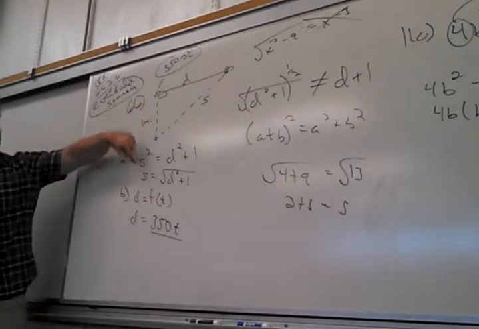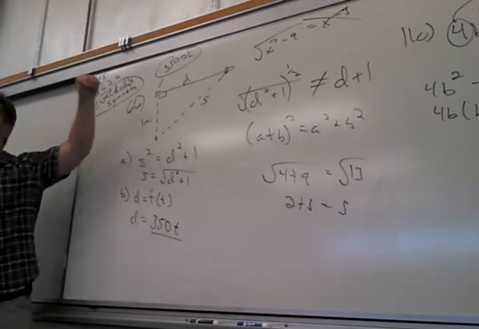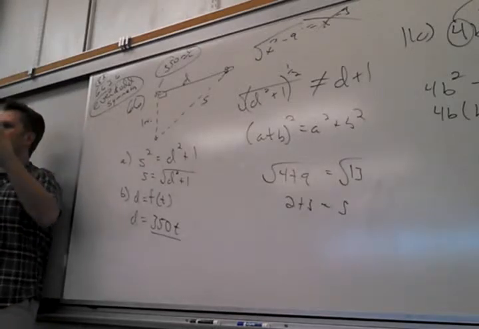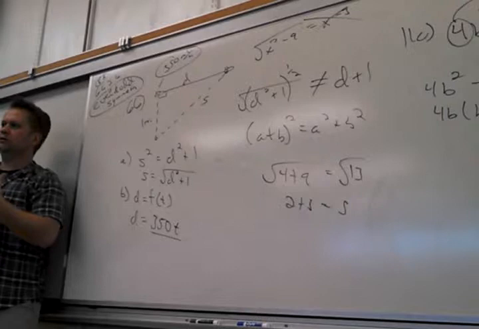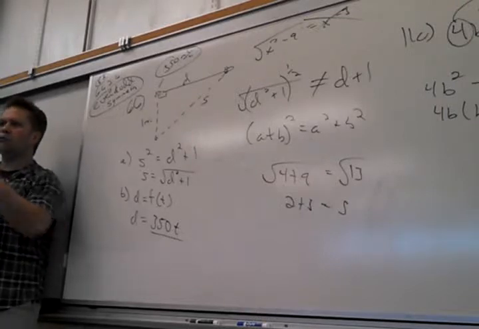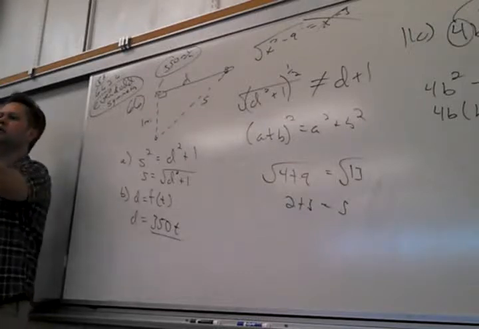So now it says write S, which is currently a function of D. I want you to write S as a function of T, as a function of time. Well, how would you do that? The problem says use composition. And then people are like, well, what is composition really? It's plugging one function into another.